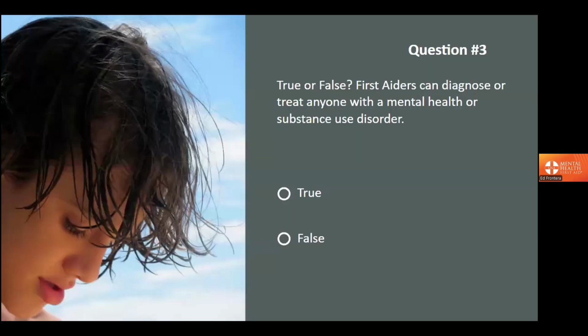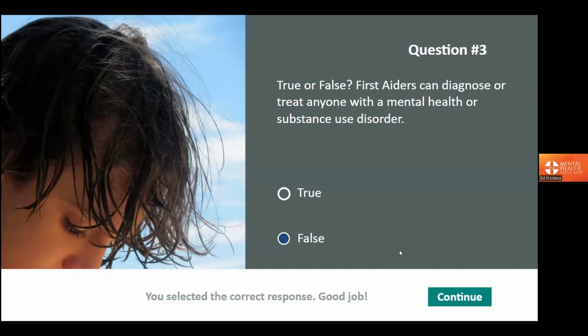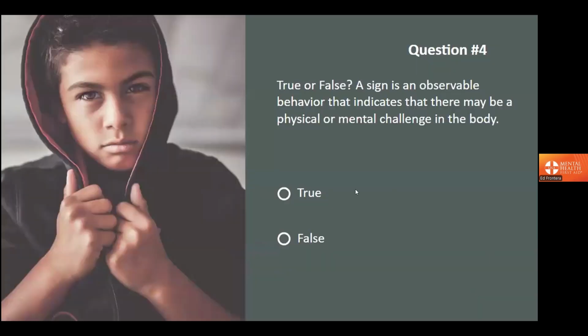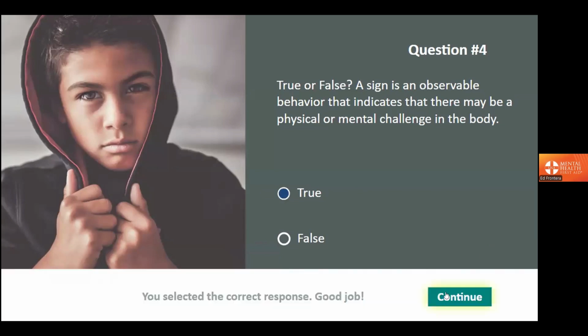True or false? First aiders can diagnose or treat anyone with a mental health or substance use disorder. True or false? A sign is an observable behavior that indicates that there may be a physical or mental problem in the body. You selected the correct response.